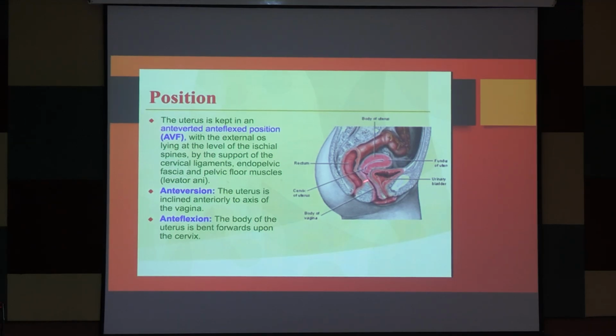That can be easily found by bimanual examination. Putting a finger over the abdomen and a finger in the vagina, if you find that the fundus is felt, that means it is anteverted. And if it is not felt, it is retroverted. Then the fundus will look towards the sacrum. If it is looking upwards, then it is in mid position, but usually it is either anteverted or retroverted.